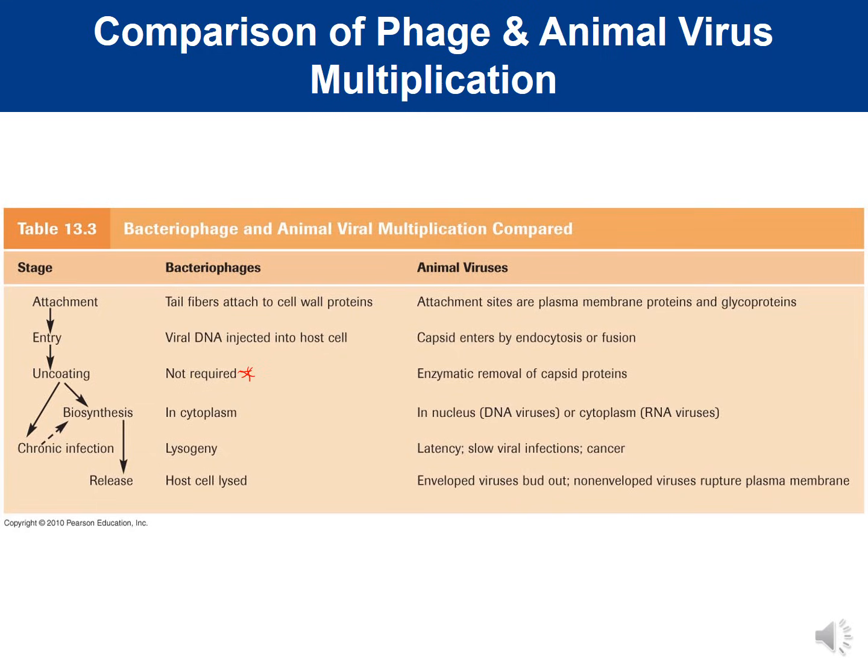In bacteriophage, this happens in the cytoplasm. In animal viruses, if it's a DNA virus, this will happen in the nucleus, or if it's an RNA virus, that'll happen in the cytoplasm.